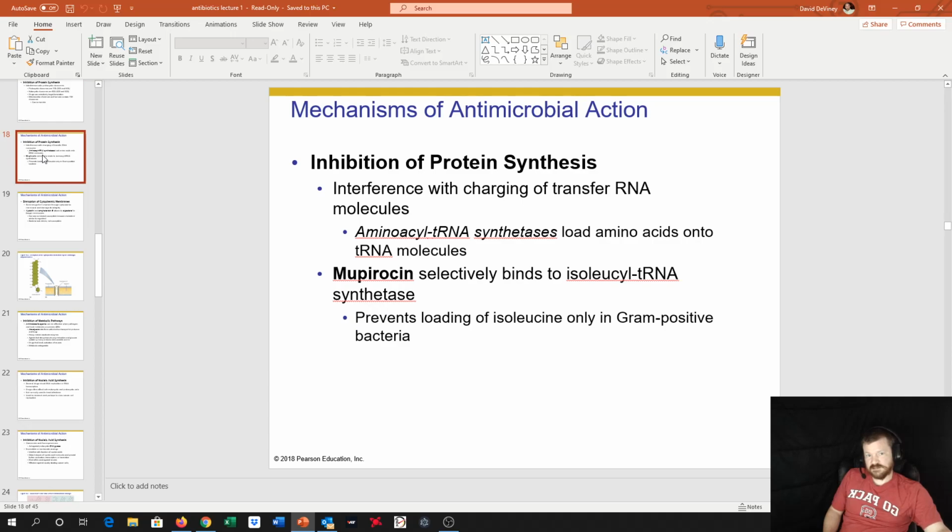So protein synthesis. If you can interfere with the RNA molecules, specifically here transfer RNA molecules. Here they say charging. So maybe you remember, let me increase this.